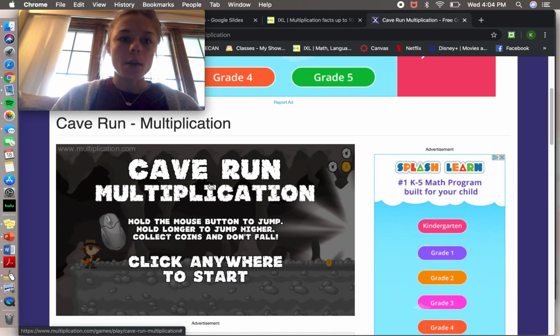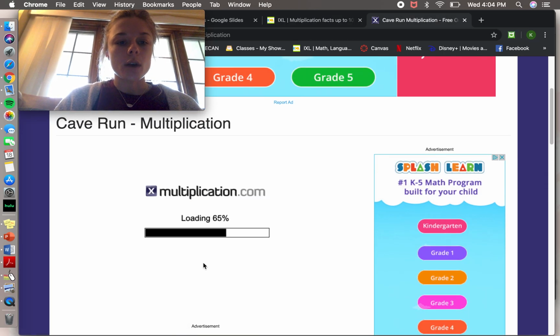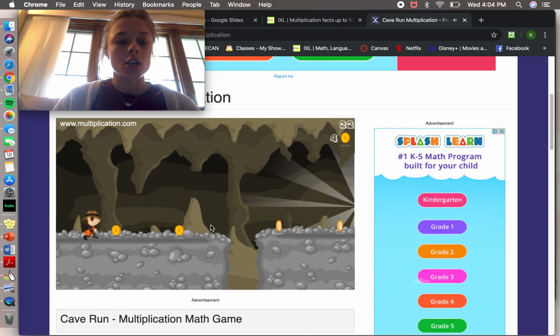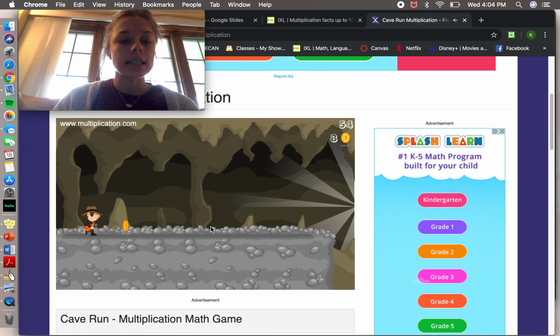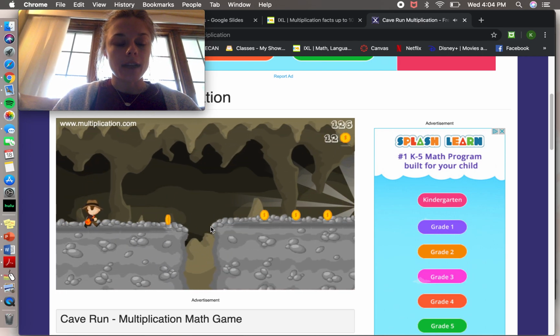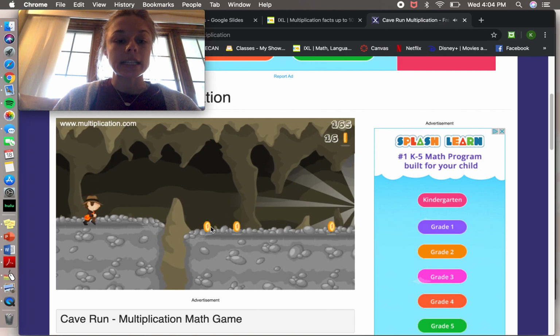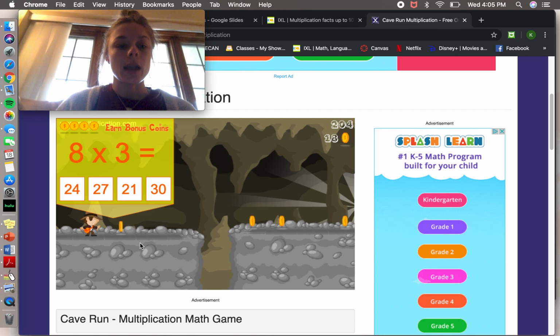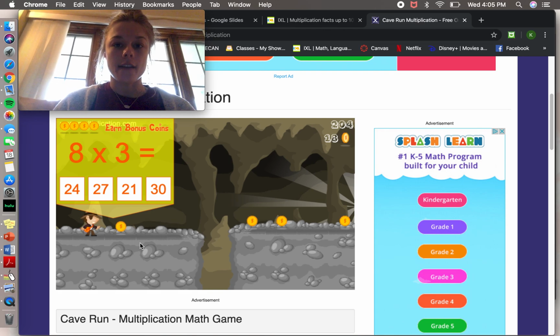It's a cave run multiplication game. So it's going to just be a fun way to practice those multiplication facts. While you're playing the game, multiplication facts are going to pop up, and in order to continue in the game, you have to get those facts right. So here I have 8 times 3 pop up, and you can get bonus coins for it. We're just using that to really practice those skills while doing it in a fun way.